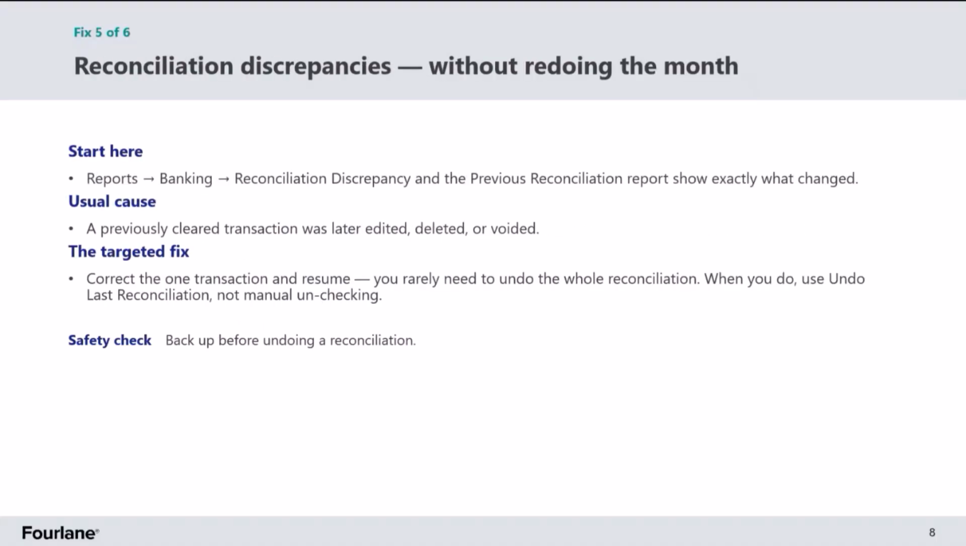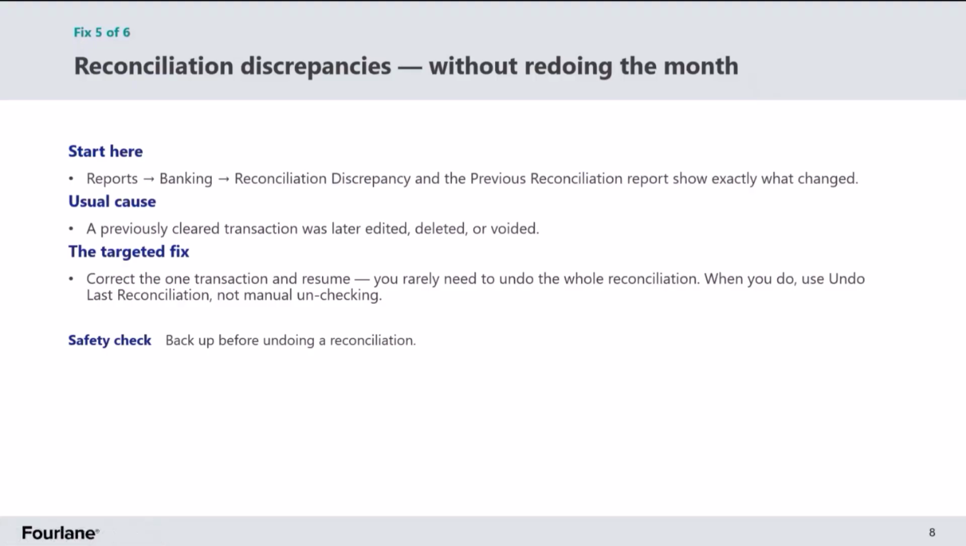Now that brings us to fix number 5, chasing down a reconciliation discrepancy without redoing the entire month's reconciliation. Okay, when your reconciliation suddenly doesn't balance, you don't want to have to start over. Start by finding out what changed and why. Now, there are 2 reports that do this for you in QuickBooks, 2 native reports. Okay, one is called the Reconciliation Discrepancy Report, and there's also the Previous Reconciliation Report. Okay, we're going to go over where those are, where to find them, and how to use them.